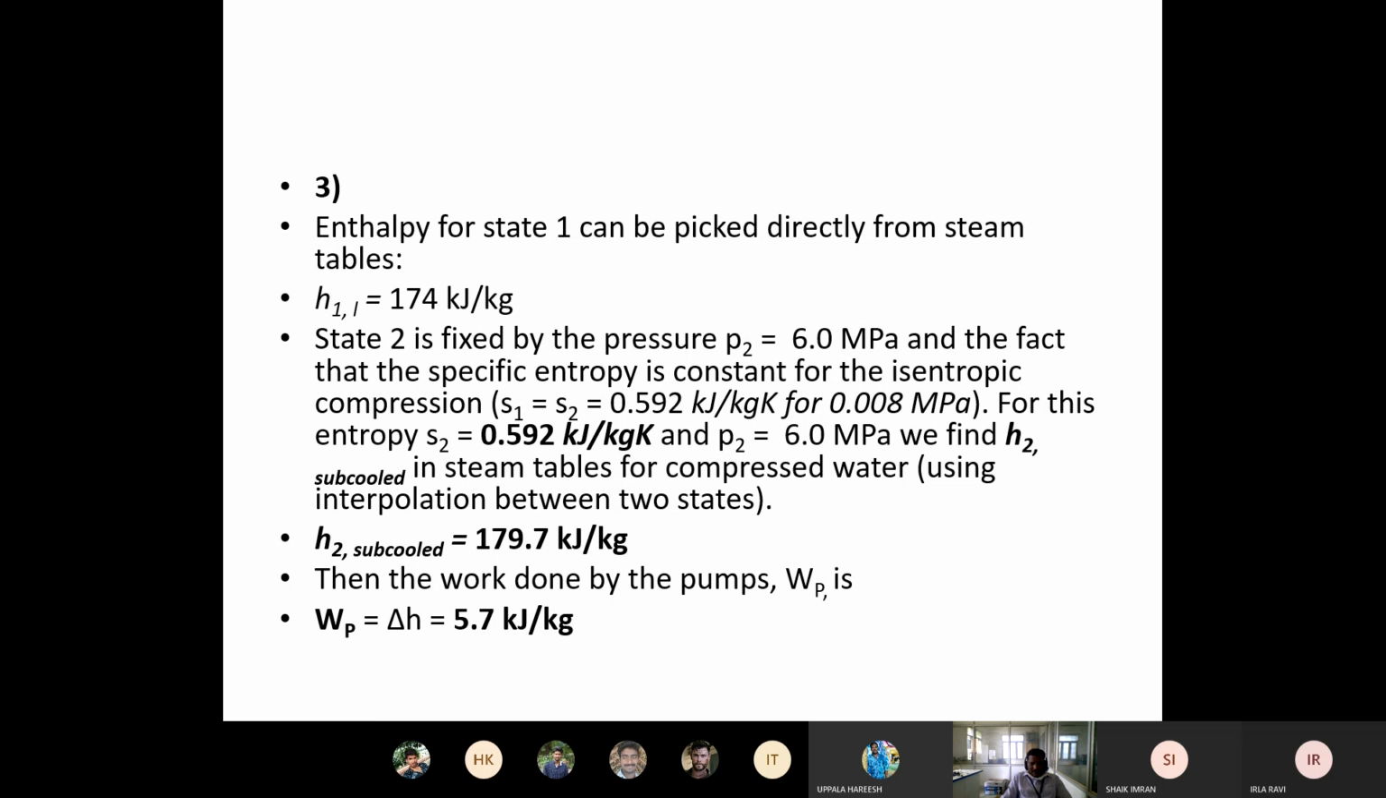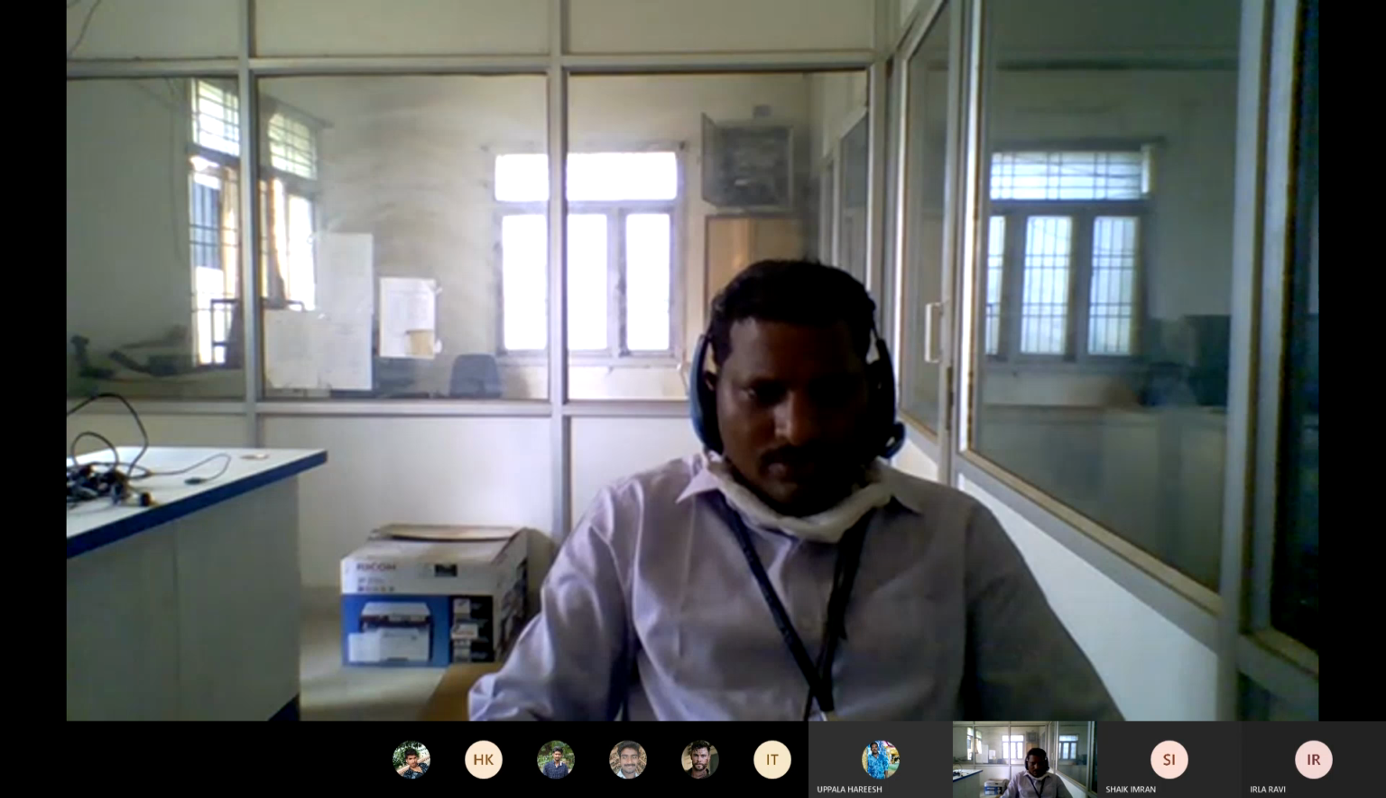We calculated S2 value as 0.592. Directly we can take pressure 0.008 megapascal. So for this, S2 is equal to 0.592 kilojoules per kg degree K, and the P2 value given is 6 megapascal. So the corresponding H2 value will be taken from steam tables. So that value is 179.2. Boys, here you are seeing subcooled. Subcooled.